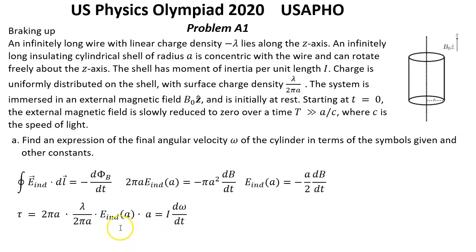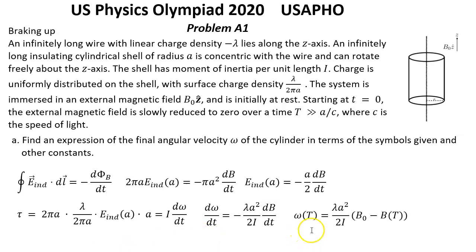Now we can put this induced electric field into this equation. We have exact proportionality: the change of omega is proportional to the change of magnetic field with a negative sign, and this is the coefficient of proportionality. Now we can integrate both parts and put in the limits. The initial omega is 0. It means that the formula will be omega as a function of time equal to this expression.